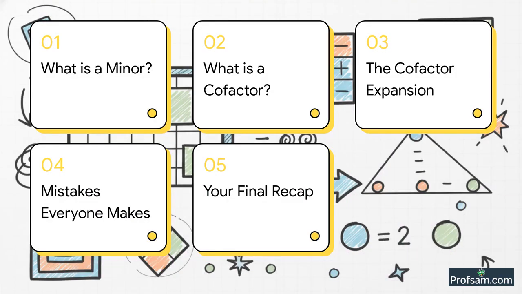All right, here's our game plan. First, we'll figure out what a minor is. Then we'll level up to cofactors. After that, I'm going to show you a really cool trick to solve determinants way faster. We'll also look at some common mistakes so you can avoid them, and then we'll wrap it all up with a quick recap. Super simple, super clear.